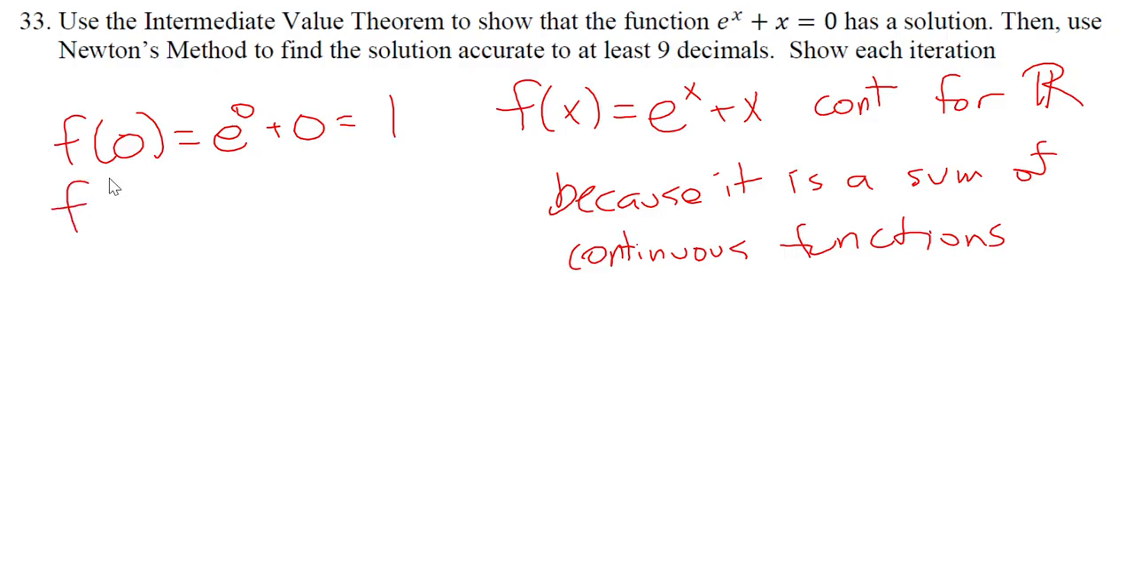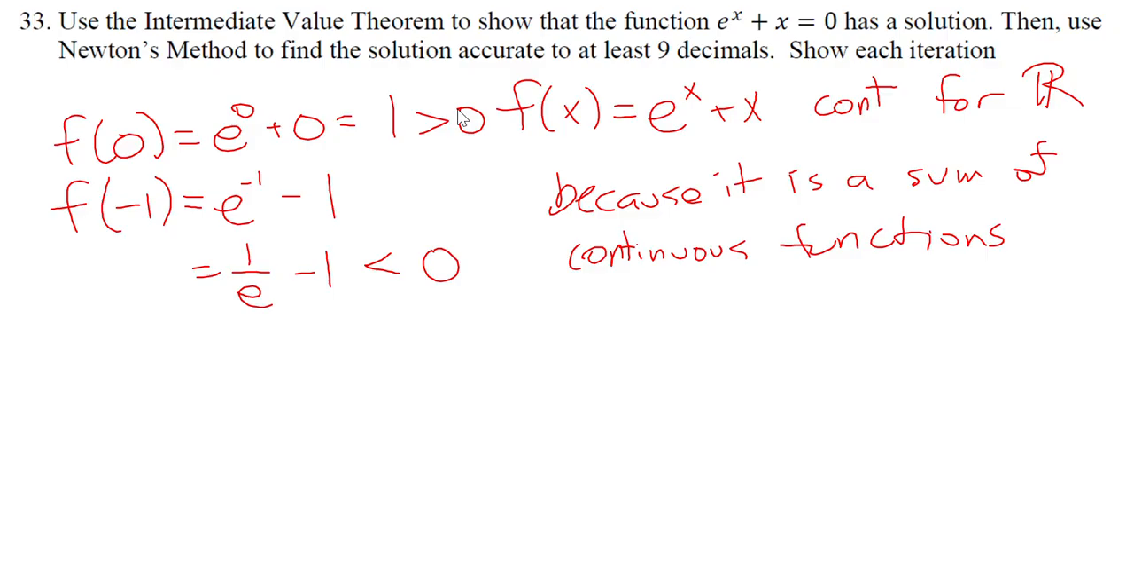Let's see what I get if I plug in negative 1. Well, I get e to the negative 1 minus 1, which would be 1 over e minus 1. Well, 1 over e is less than 1, right? Because e is 2.7128 something. So that's a fraction that's less than 1. Minus 1 is less than 0. So between negative 1 and 0, this function changes signs.